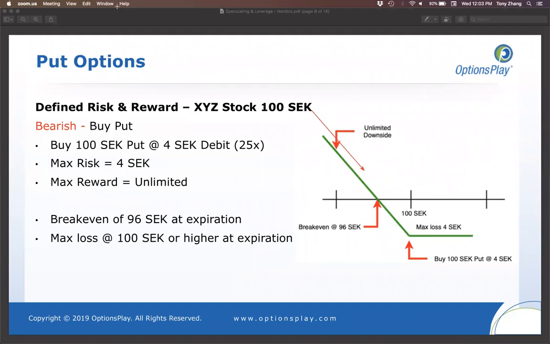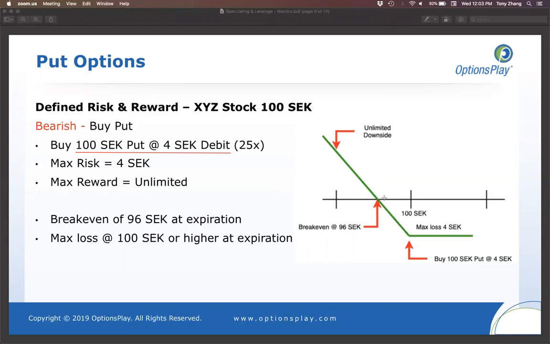So what can I do? You can buy a put option. A put option allows you to profit as long as the stock moves lower. So buying a 100 strike put option for 4 crowns means that I have 25 times leverage because, again, I'm controlling a 100 crown stock for just 4 crowns. My max risk is 4 crowns. My max reward is unlimited down to 0.